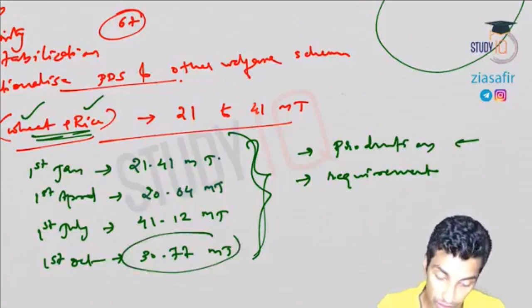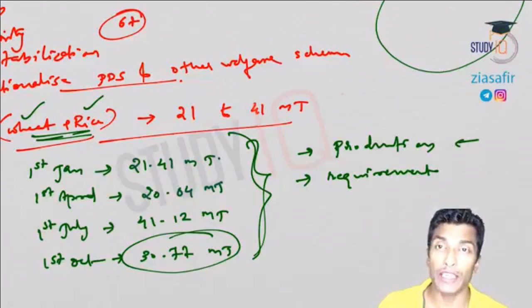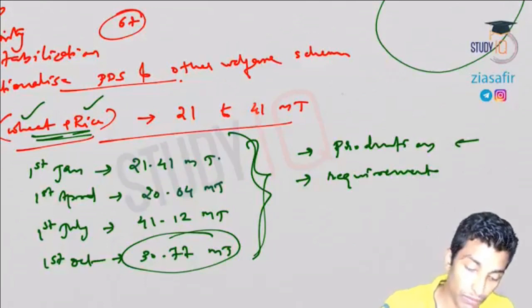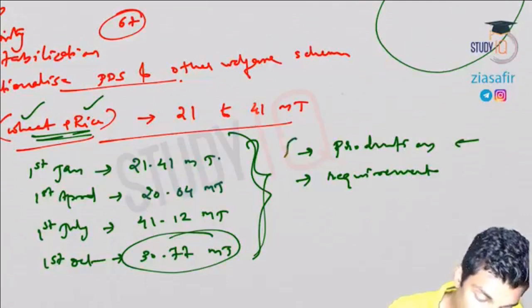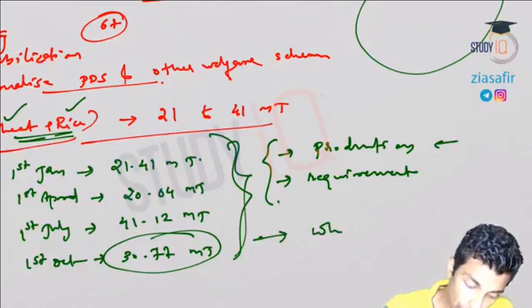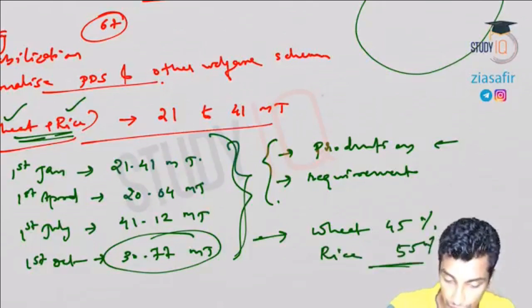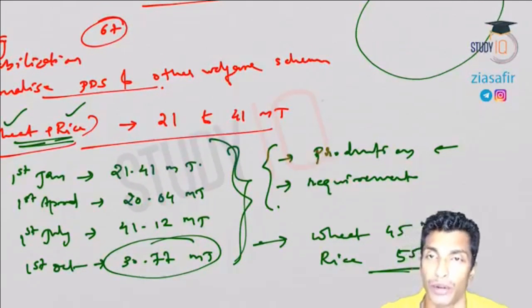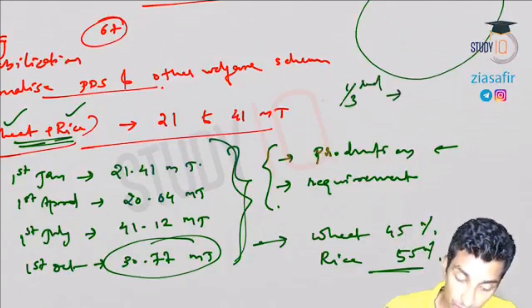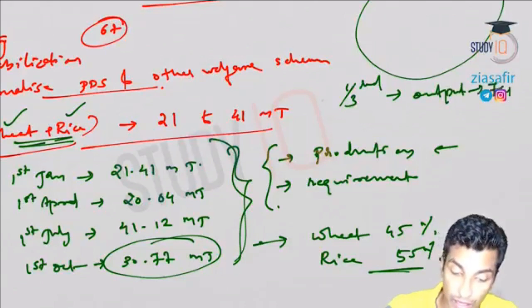So for the 30.77, how much wheat should be there and how much rice should be there, that ratio will vary on the basis of season. We have seen one kharif crop and one rabi crop, so that is also taken into consideration. Now the current ratio is wheat 45% and rice, the balance, 55%. Around 1/3 of the total output of wheat and rice is actually procured by FCI.